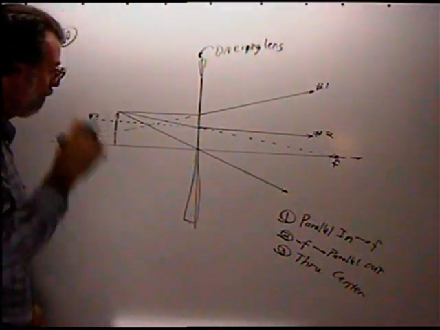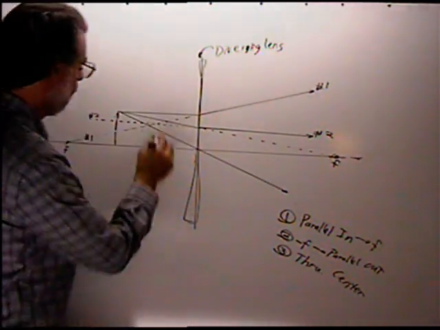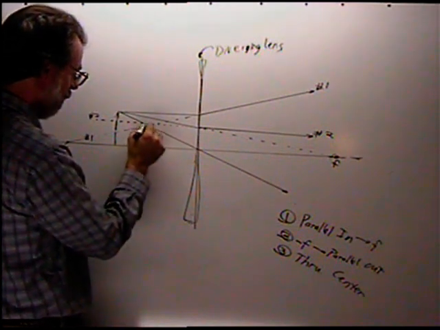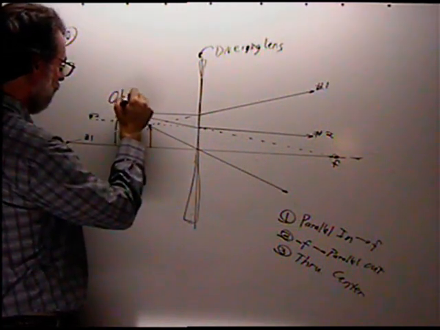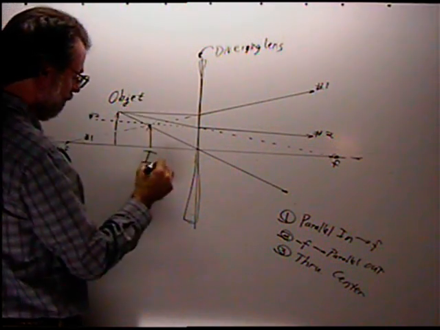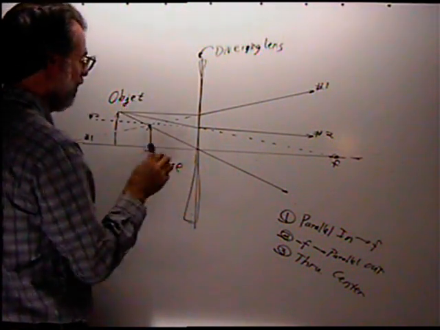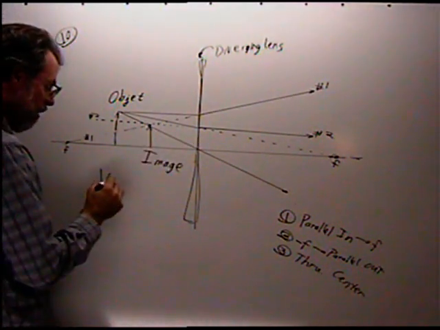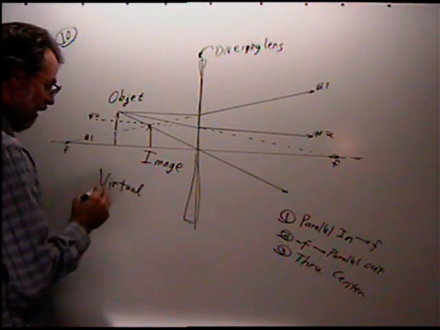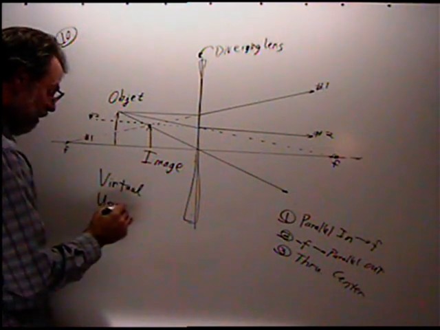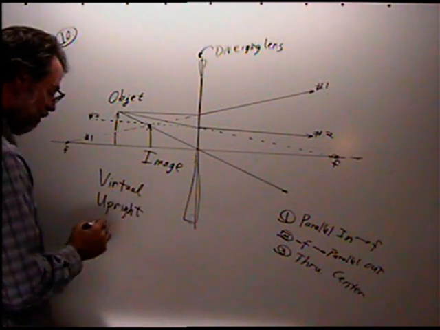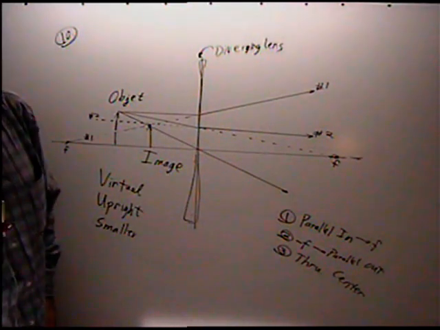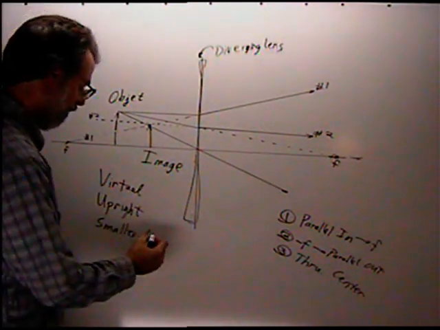Okay, so where do all these cross? They cross pretty much right here. So this is the object, and this is the image. But the image is formed by the converging of virtual rays. So it's a virtual image. Okay, it is upright, and it's smaller. Okay, it is reduced.